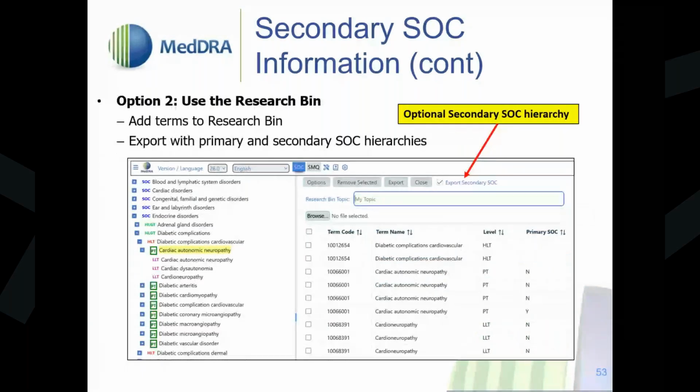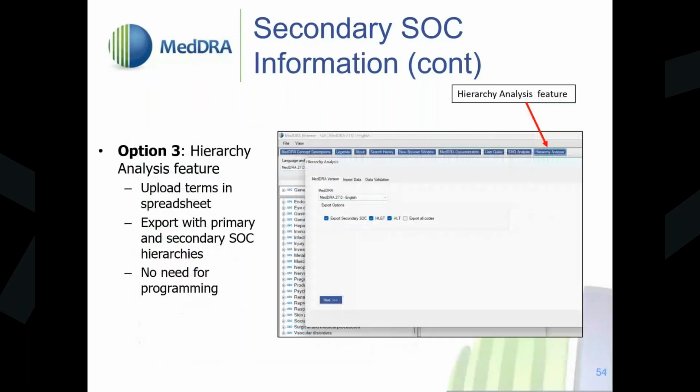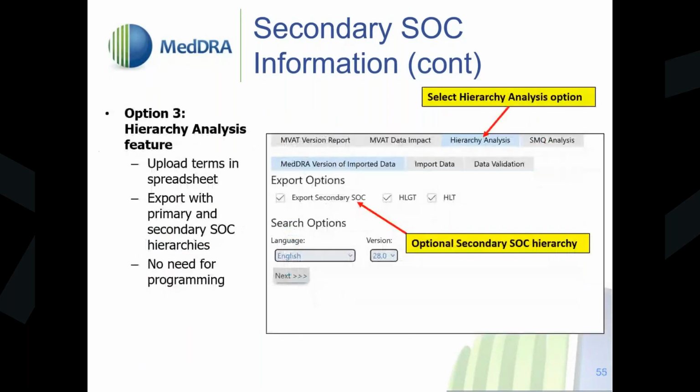Okay, so we talked about how the research bin exists in the browser. We showed that in the web-based browser. This is just a screenshot of how the same tool is available to you in the new browser. So that's just a screenshot of that. And here's the option 3 that we just used, using the hierarchy analysis tool. This is the existing browser, and this is the new browser. The same tools are available in all of them.